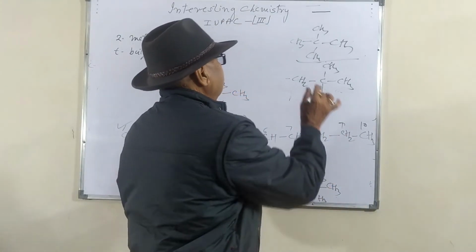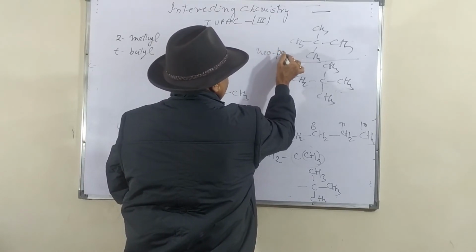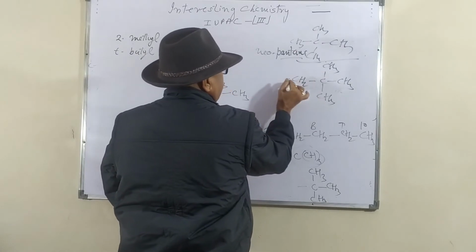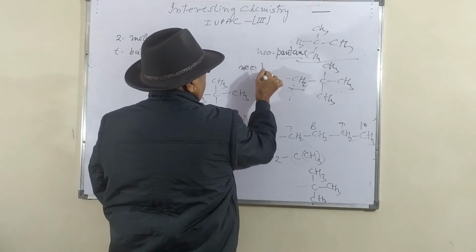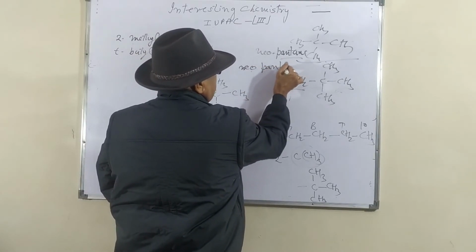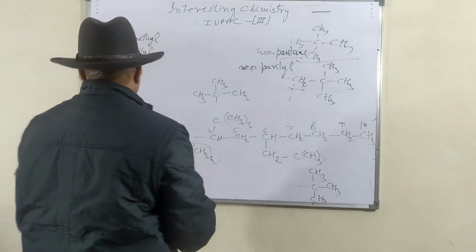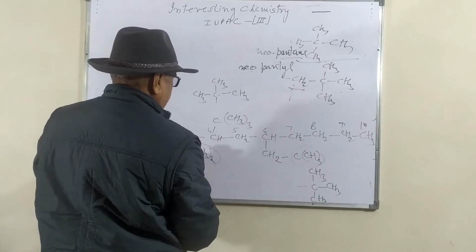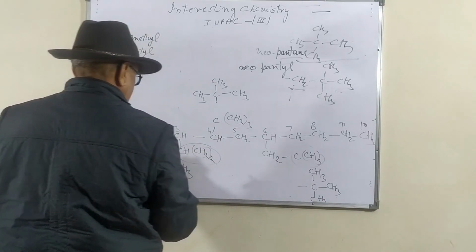Write down please here: neopentane. And this will be the group. The name of this alkyl group will be neopentyl. The name of this group will be neopentyl. So again I am writing here. Again, on which carbon is the neopentyl? So here tertiary butyl.